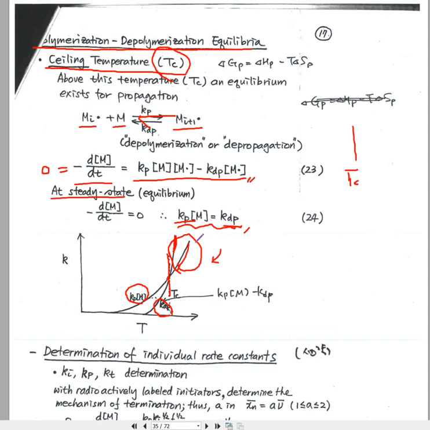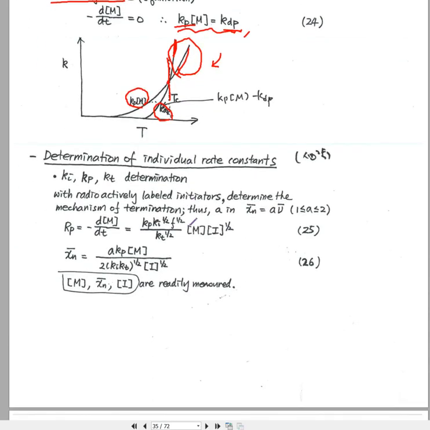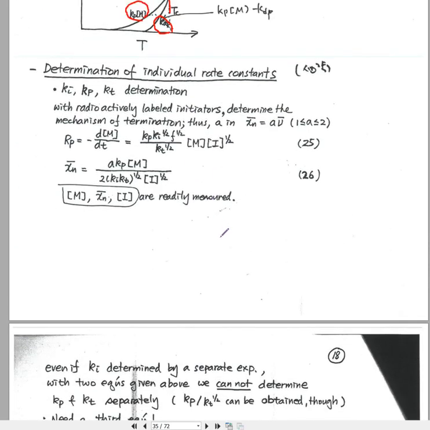Next is determination of individual rate constants. So we have seen that there are three rate constants, right? Ki, Kp, and Kt. Okay. To determine each of these values, since there are three variables, we basically need three equations, right, to determine all of these values.